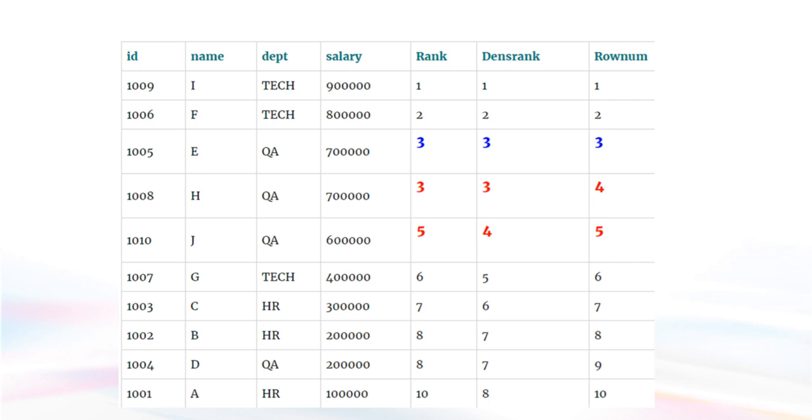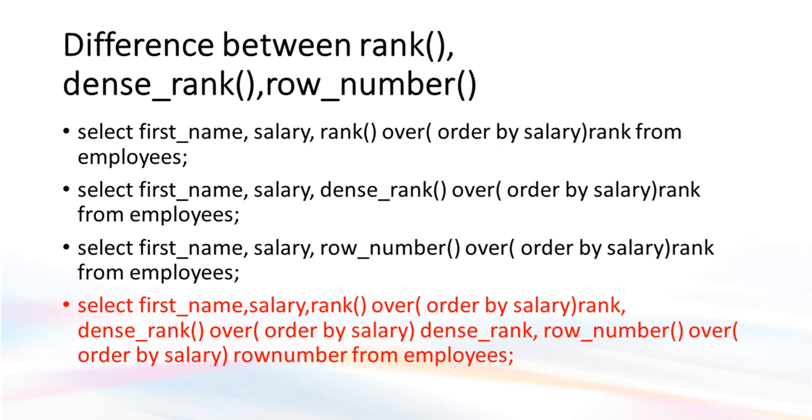Okay. So rank, dense rank and the row number. If you want to get these values, we have to use these methods: rank, dense_rank, row_number. If I use these methods, we will get these values. Got my point? Fine. So this is how we need to execute this rank function. Let me execute this query and show you in the Oracle database.